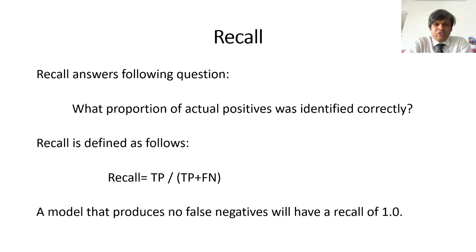On this slide, we are going to look at what is recall. Recall answers the following question: what proportion of actual positives was identified correctly? Recall is defined as follows: recall equals true positives divided by true positives plus false negatives. A model that produces no false negatives will have a recall of 1.0. That's what we can say.